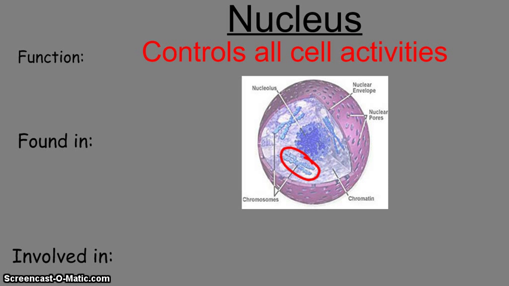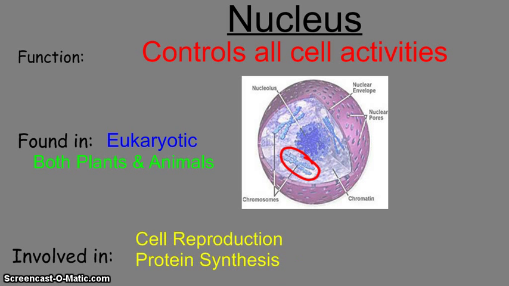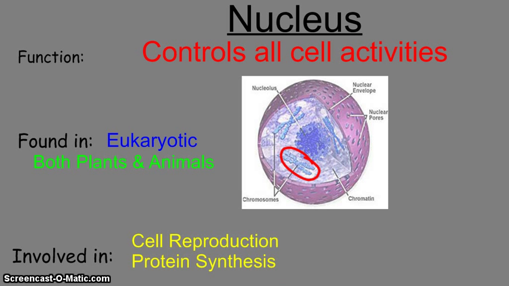They are found in eukaryotic cells only, which means that both plants and animals will have a nucleus. You will not see it in bacteria or the prokaryotes. It is involved in two main cell processes, cell reproduction and protein synthesis.